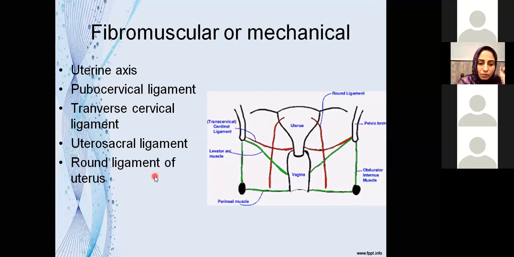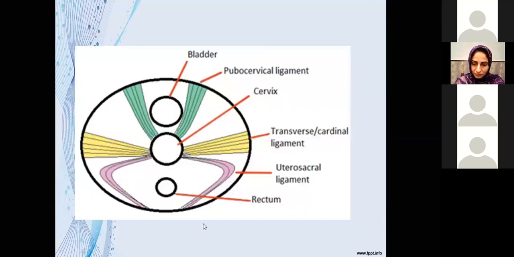ठीक है, अच्छा, round ligament, where is it attached? What is the attachment for the round ligament? मैंने बाकी सब ligaments की attachment आपको बता दी. What is the attachment of round ligament? Round ligament is attached from the lateral wall of the uterus to the... anyone? It's attached on the labia majora, not vagina. Okay? क्योंकि yes, labia majora.